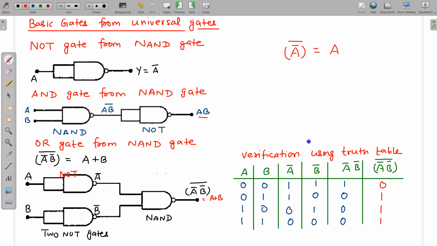We can also verify all this from this truth table. If nothing strikes in our mind, we can verify all these facts from truth table. So you can see, if you take A as 0, B as 0, then this is 0. If you take any of this A and B equal to 1, then you are going to get 1 here.